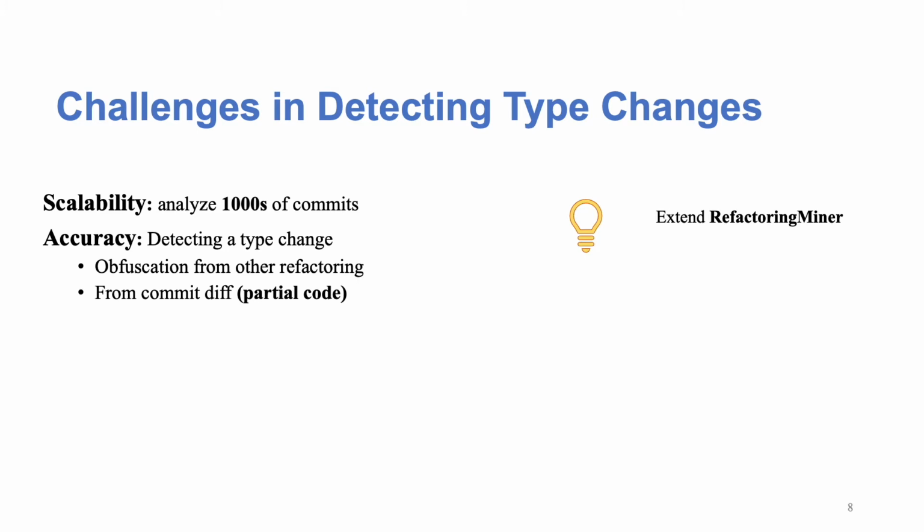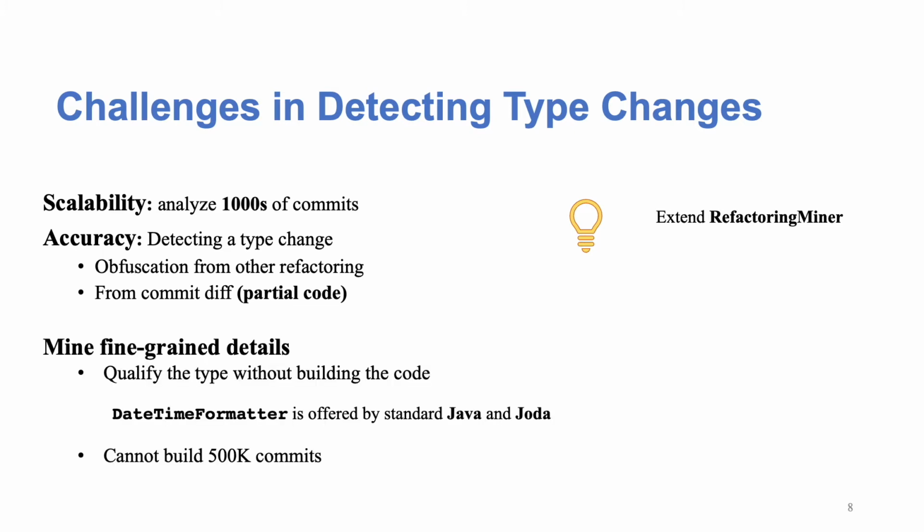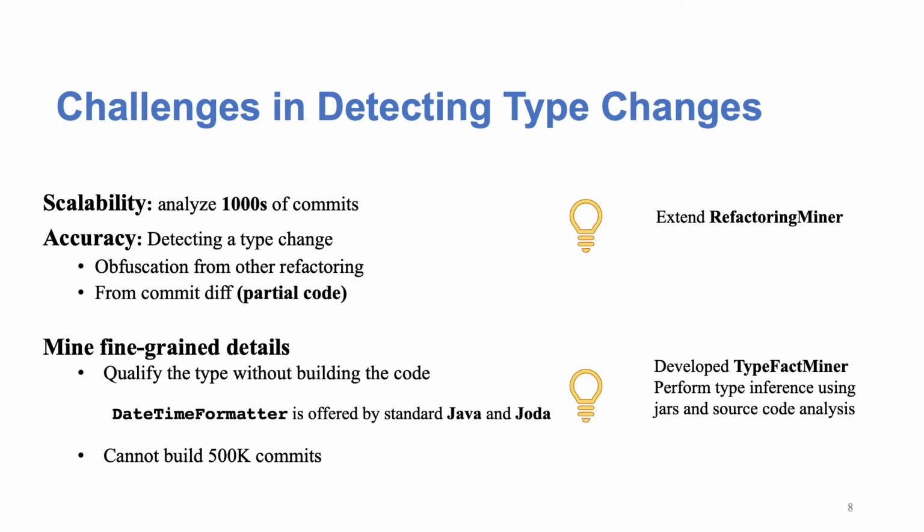To gain an in-depth insight into the practice of type changes, we have to understand the exact types that were involved in the type change. Sometimes a type with the same name can be present in two different libraries. For example, DateTimeFormatter type is offered by both Java and by Joda. But to do so, one has to resolve the type bindings, and for that, one would have to build the code and get this information from the compiler. Practically, we cannot build 500,000 commits, that too from 100 projects. So, we developed a tool called TypeFactMiner for this purpose. It can accurately and efficiently detect the types of the elements across the version history of a project.